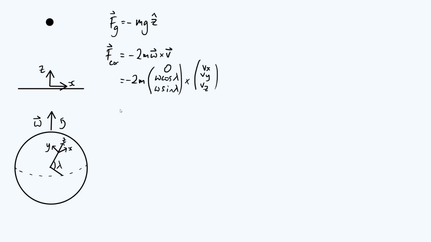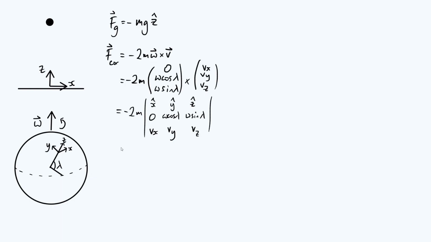And let's actually evaluate this cross product. To evaluate cross products, I always use a determinant as follows. We want to take the determinant of a matrix, and the top row of our matrix is going to be x hat, y hat, and z hat, where those are the basis vectors of our coordinate system. Then the next row is going to be our omega vector, which is 0, and then omega cos lambda, and then omega sine lambda. And then our third row is just going to be vx, vy, vz.